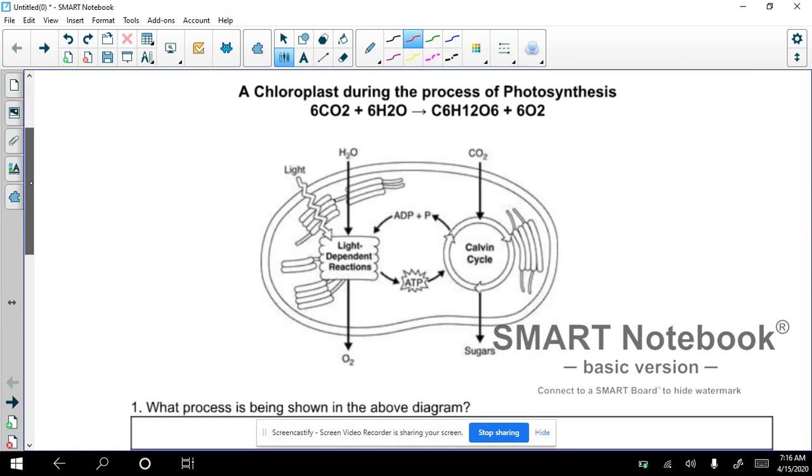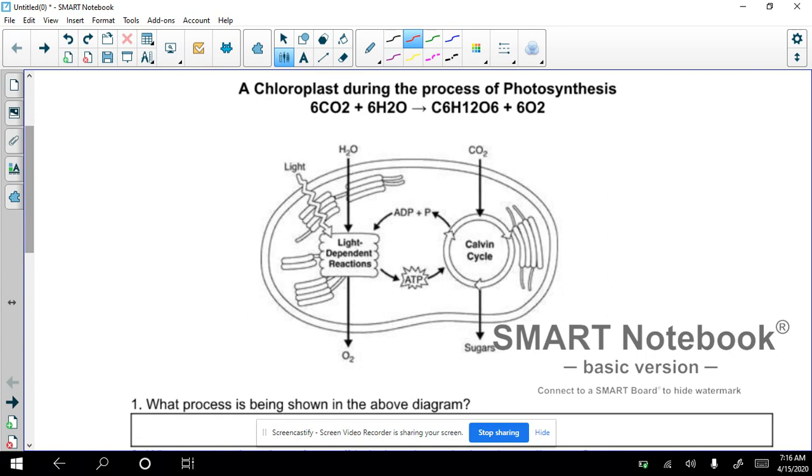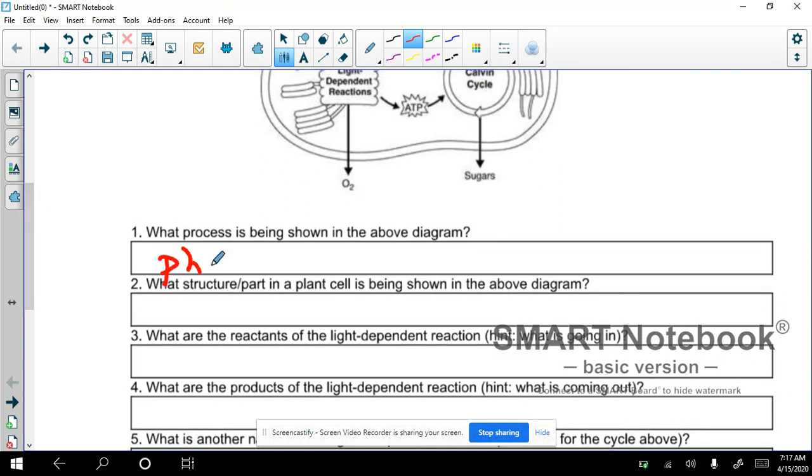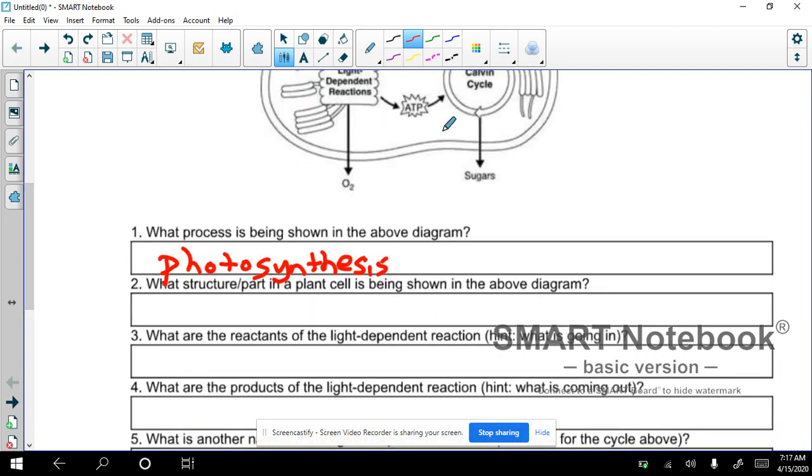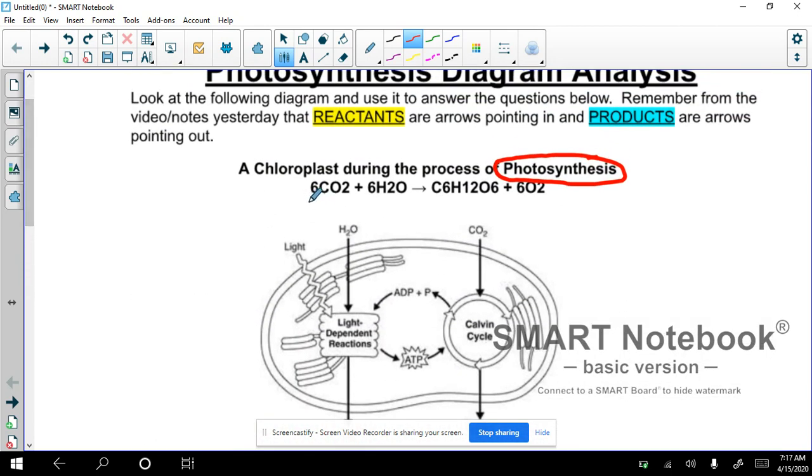So before we get going, this diagram below is the process of photosynthesis in one diagram. And it says that right here, the process of photosynthesis. That should help you answer that first question. Question number one, what process is being shown? The process of photosynthesis. This process is simply where we are taking energy from the sun and using it to make two things, oxygen and sugar. That is what this equation is showing us, that we're making sugar and oxygen. And this takes place in a special part of a plant cell called the chloroplast.